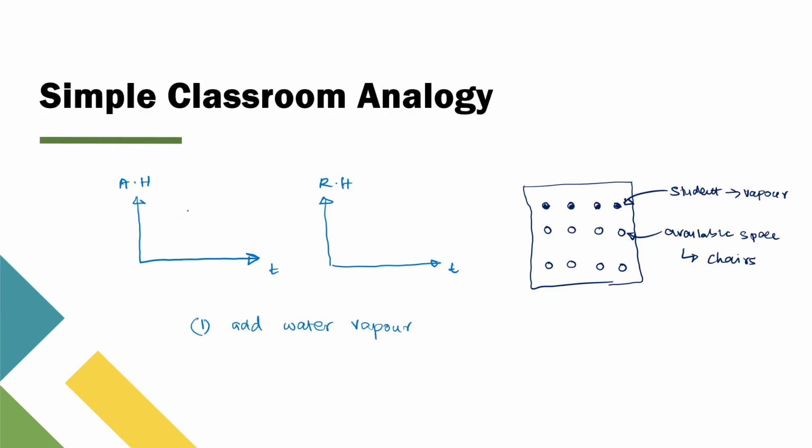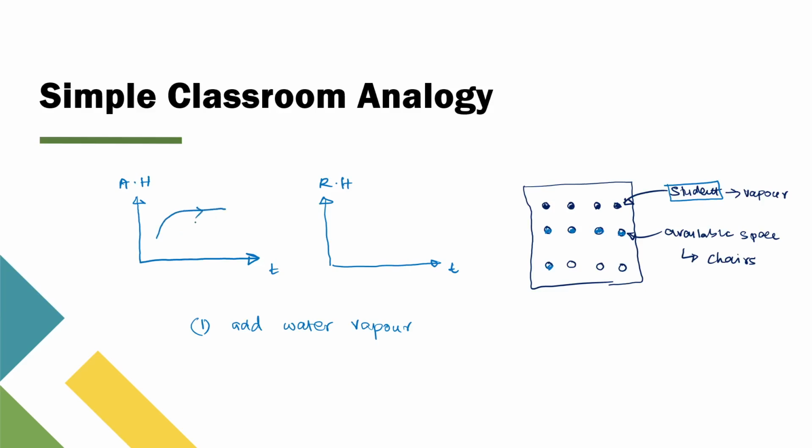If we add water vapor, what is water vapor analogous to? It is analogous to a student. So if a student enters this classroom and occupies a space, what can you tell about the AH? What is AH? The current occupation. How many of them are there now? 8. So if another student comes in, 9. You understand that when I add water vapor, AH is increasing.